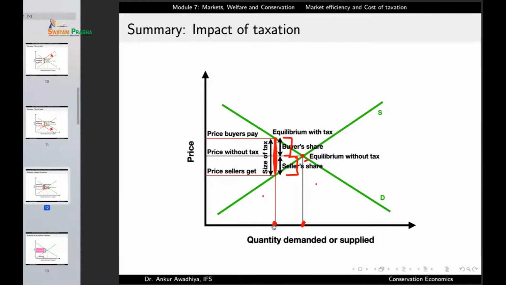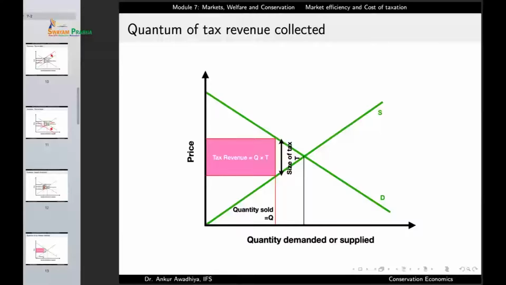So, this equilibrium quantity or the number of units of pen that are getting sold after the tax multiplied by the size of the tax. So if one pen is sold and the size of the tax is 50 paise per pen, then the government gets the tax revenue of 50 paise. If two pens are sold, then the government gets 50 paise into 2 is 100 paise or 1 rupee, and so on. So the quantum of the tax revenue that is collected is given by the quantity sold multiplied by the size of the tax.